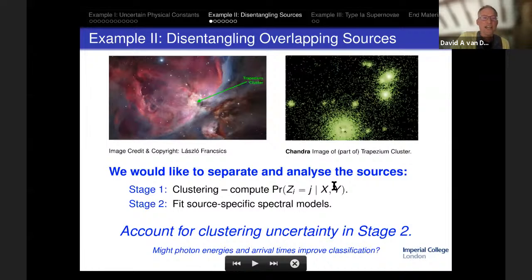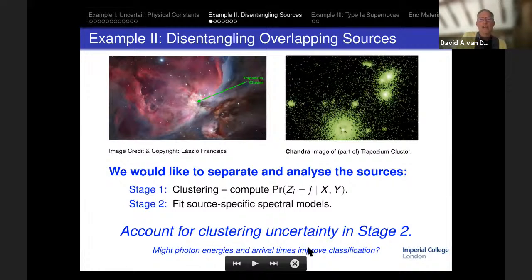So in this case, I have, again, a two-stage analysis. The first stage of the analysis is going to be clustering. X and Y are my sky coordinates, X and Y on the plot. And this is going to give me the probability that photon i belongs to source j. So I essentially want to find probabilities for each photon as to what source they originated from. So it's a probabilistic classification. And once I have that probabilistic classification with me, can I use that to fit the specific source models in a way that accounts for that uncertainty?